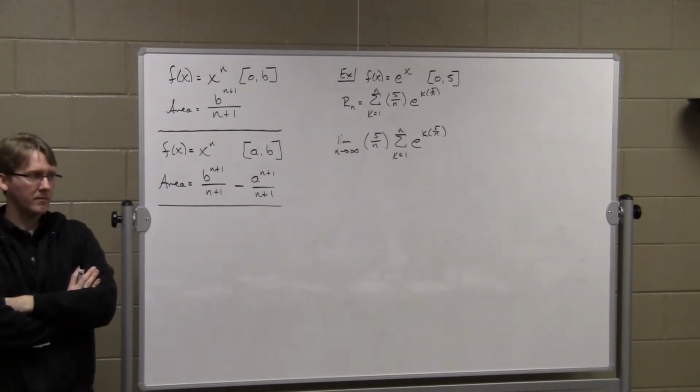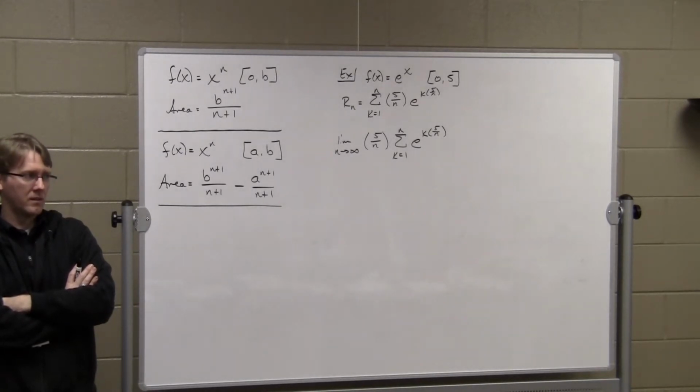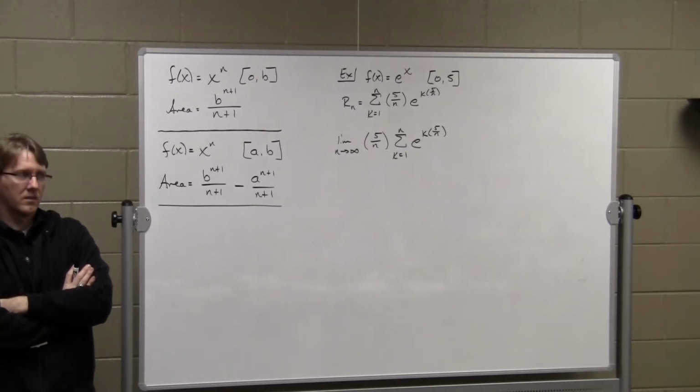Can't get rid of it. Well, why not? Let's use one of our cute shortcuts to rewrite e to the k. Oh, wait, we don't have one. No, we don't have one of those. There's nothing equaling, so you can't take natural logs.